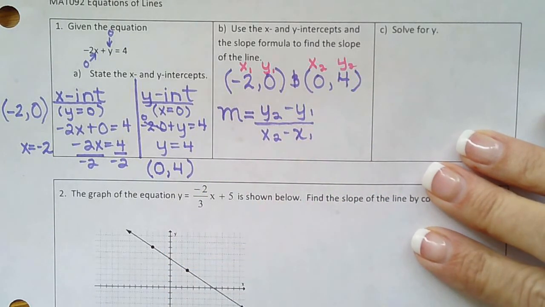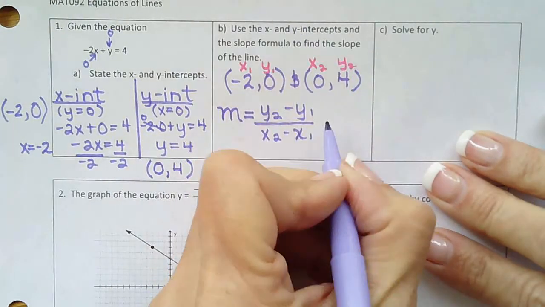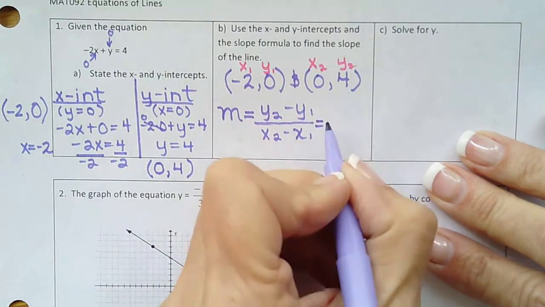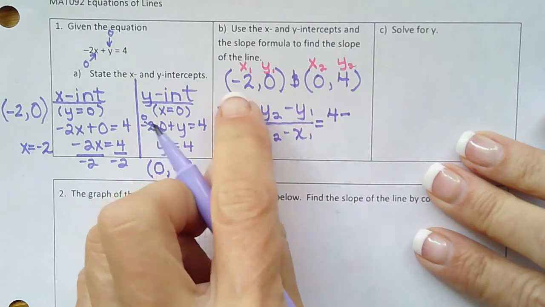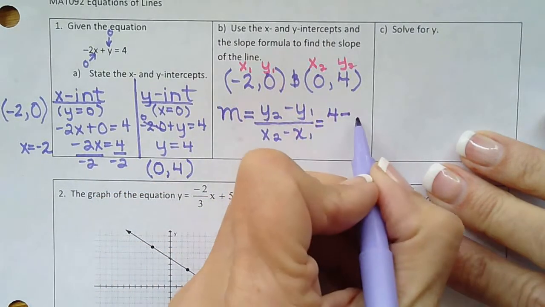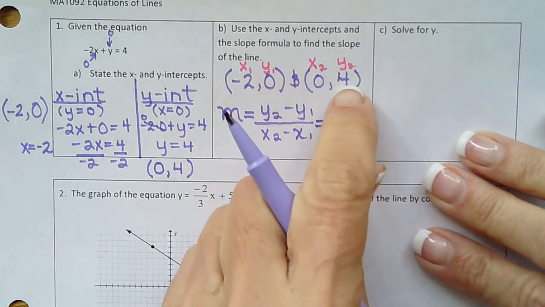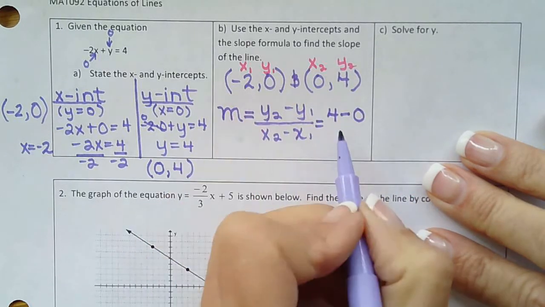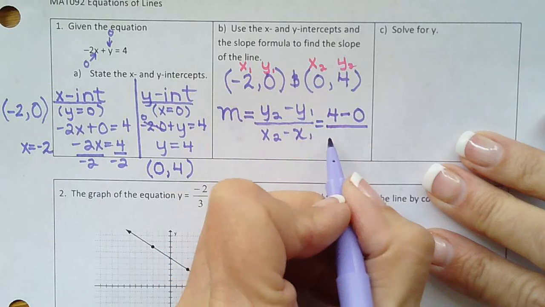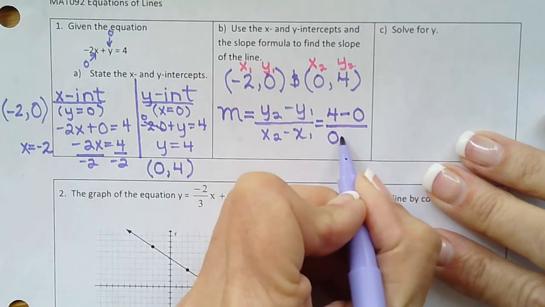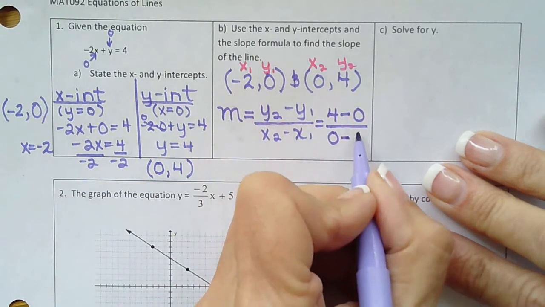And now I'm ready to plug into the formula. So second y, 4, minus from the formula, my first y, 0. So second y minus first y, 4 minus 0. Then my second x is 0 minus my first x, which is negative 2.